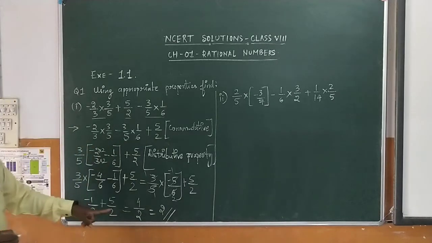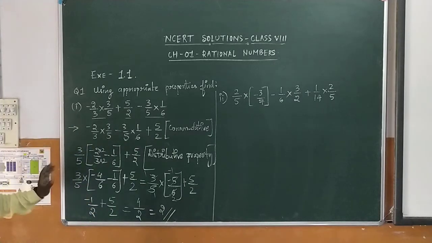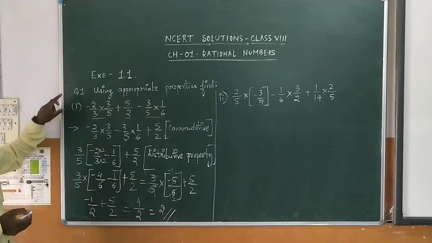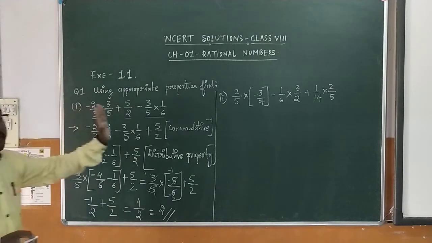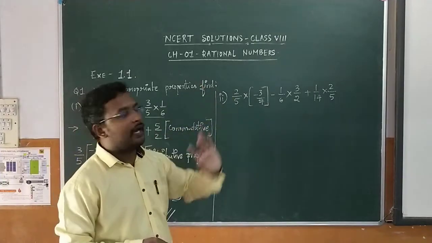So after simplifying, we will be getting our answer as 2. So this is question number 1, first part. Okay, so similarly let us move on to the second part.